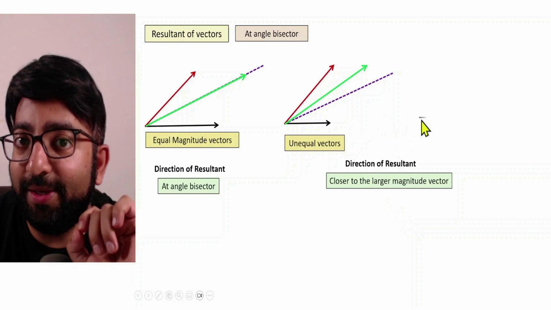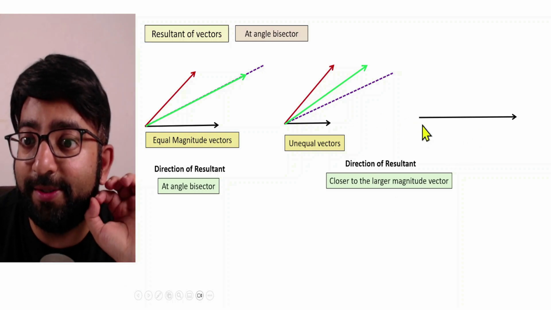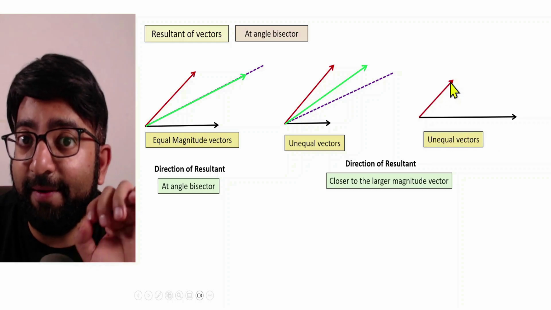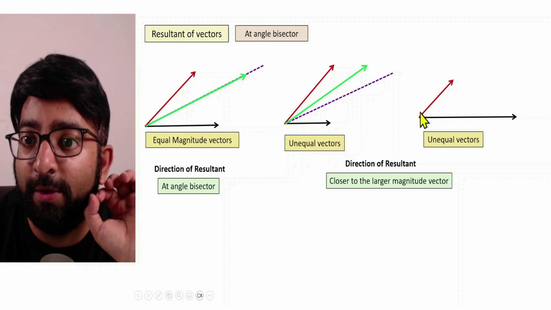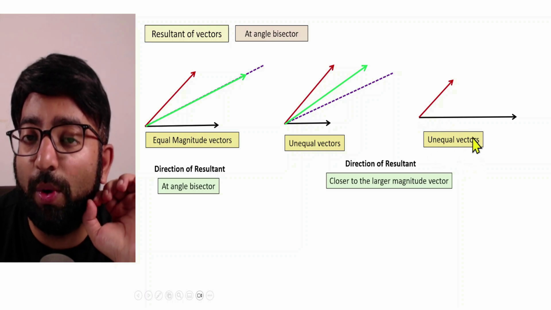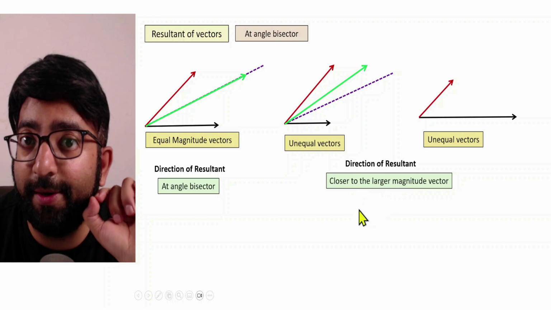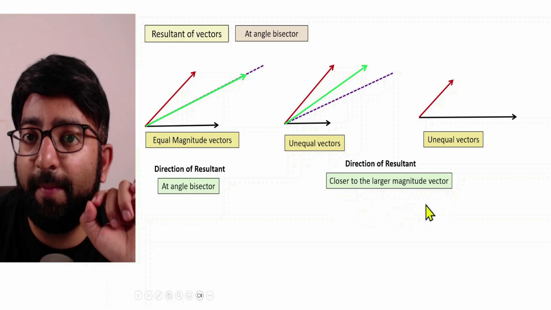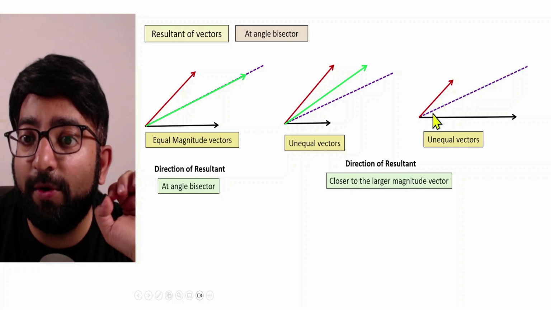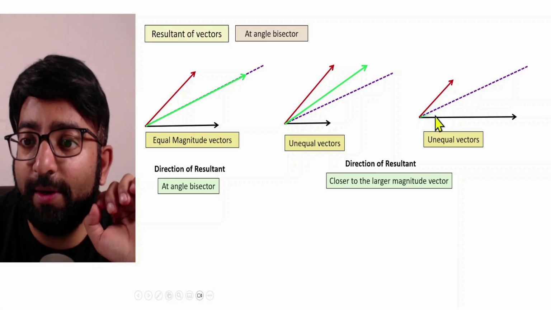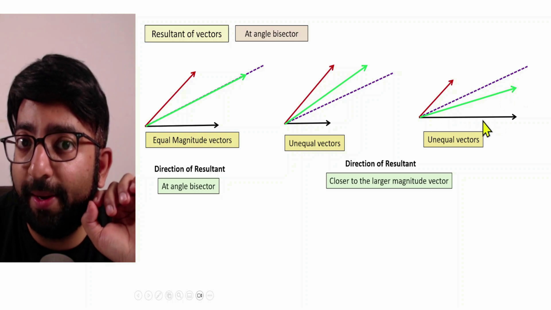Let us consider one last situation where one vector is along the x-axis and that vector has the larger magnitude and the second vector has a smaller magnitude. So this also is a case of unequal vectors. So we are going to employ the same logic. Direction of the resultant is always closer to the larger magnitude vector. So here if we draw the angle bisector, which is the dotted line, the direction of the resultant vector will be closer to the bigger vector.